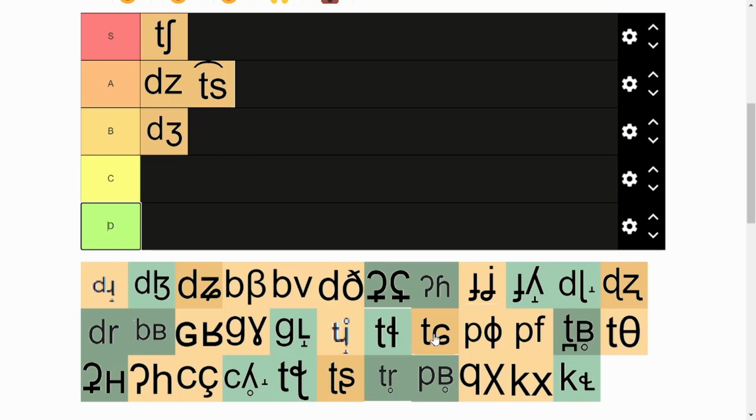Yeah. I mean, I kind of like this sound. I like it a lot. Yeah, I like it. For me it is above j, but I'm not sure if it's above ts. I would put it above ts personally, but I think it's between ts and z. Okay, so we can both agree it's an A. Yeah, it's an A.